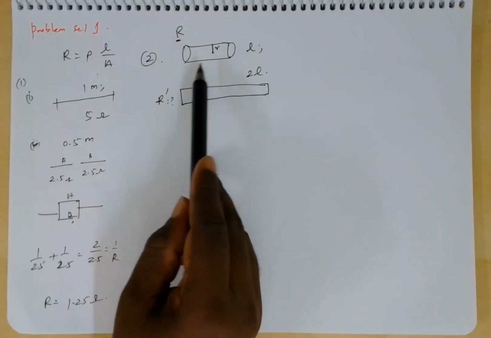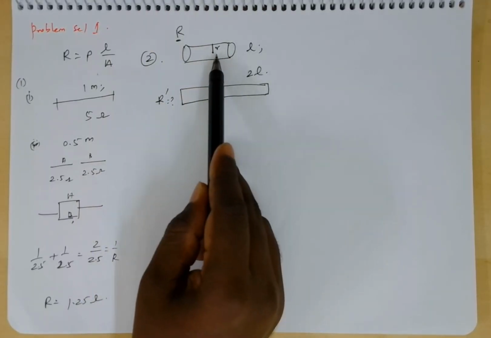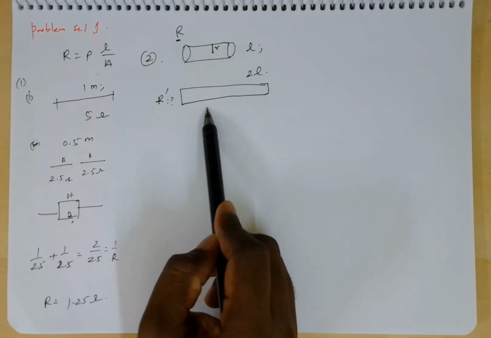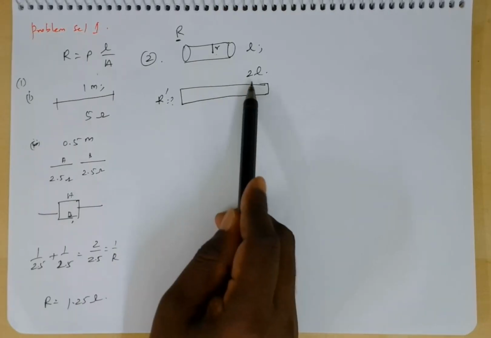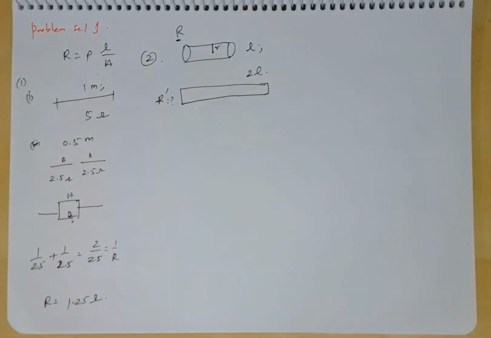We take the wire whose length is L, radius is R. We melt the wire. We do not add, we do not cut. So we make the new wire twice the length. Your idea is right. R decreases, but how much does it decrease? Tell me how it decreases.